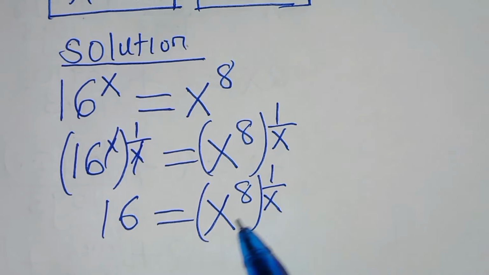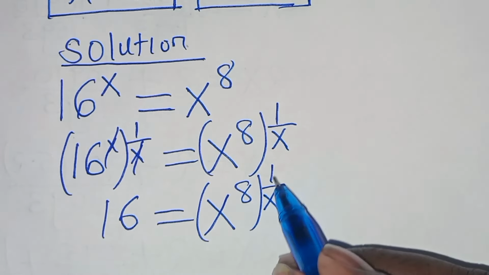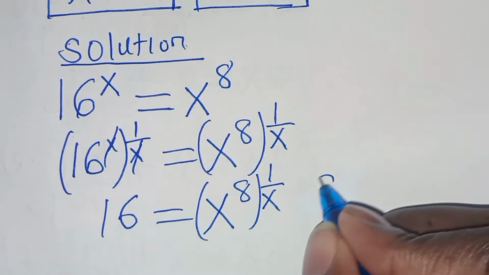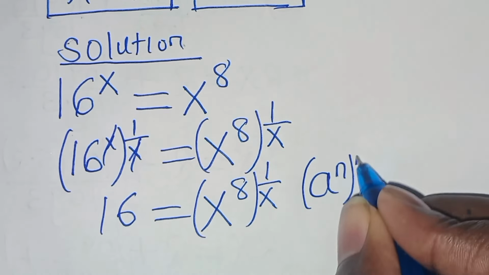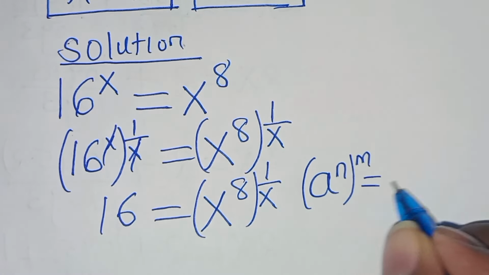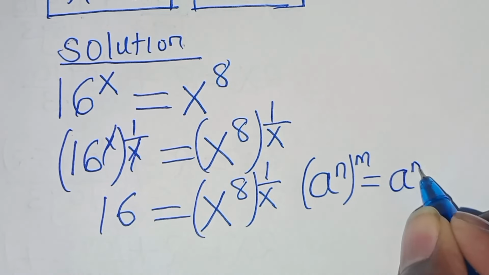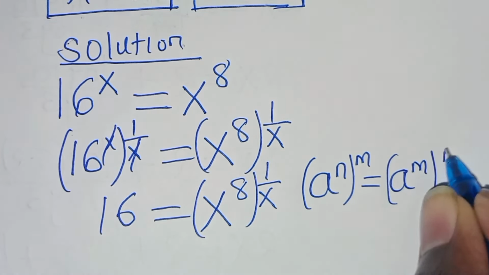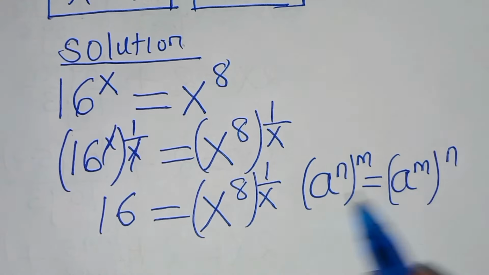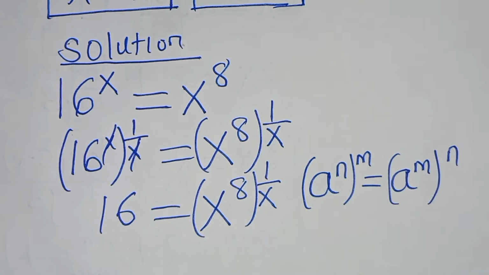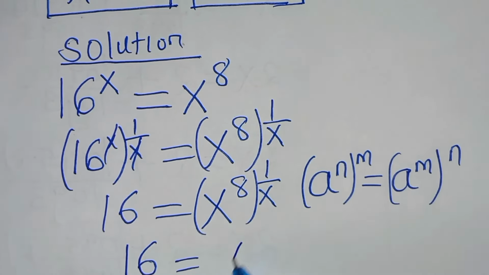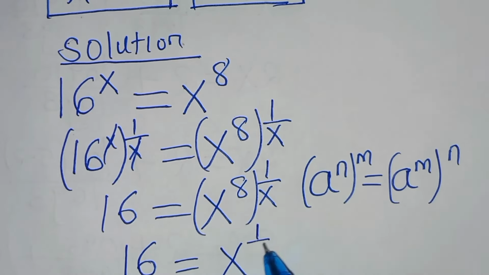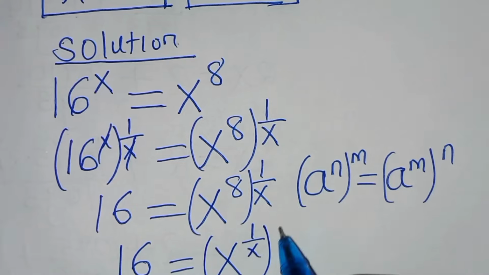The next step from here, x to the power 8 raised to the power of 1 over x is in the form of a to the power of n raised to the power m, which we can express as a raised to the power m raised to the power of n. Let's apply this exponent property so that now here we have 16 equal to x to the power of 1 over x raised to the power 8.